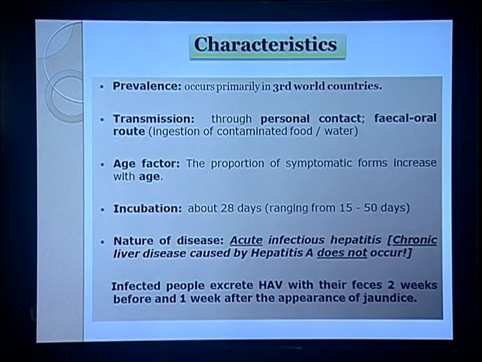And the virus is actually surrounded by a particular type of capsid. The genome is surrounded by what is called the icosahedral capsid, and it has a diameter of 28 nanometer. You can see that it is prevalent in the third world countries like India. Why? Because of conditions of malnutrition and poor senses of hygiene.